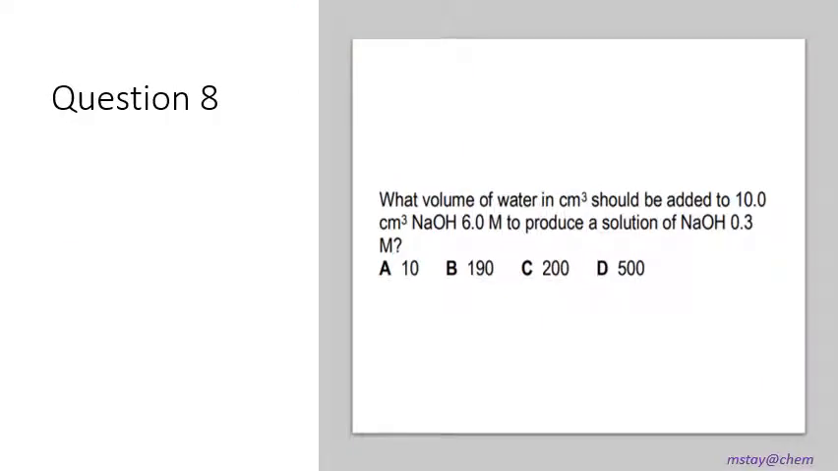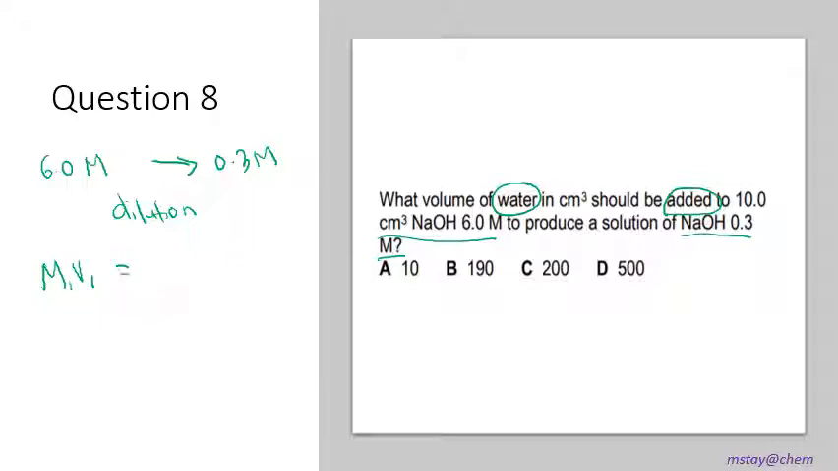Question number 8. What is the volume of water that should be added to 10 cm³ of NaOH 6 molar to produce a solution of NaOH 0.3 molar? From here we notice that the concentration goes from 6 molar to 0.3 molar, so this is a dilution process. If this is a dilution process, we are going to use the formula M1V1 equals M2V2, because the number of mole of NaOH in the solution remains the same even after we add the water.